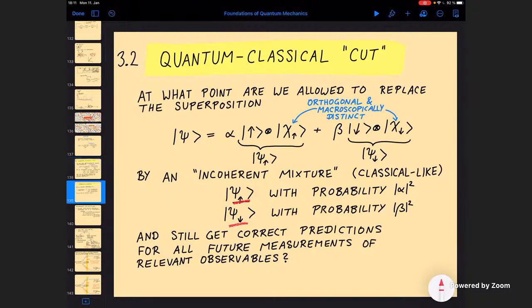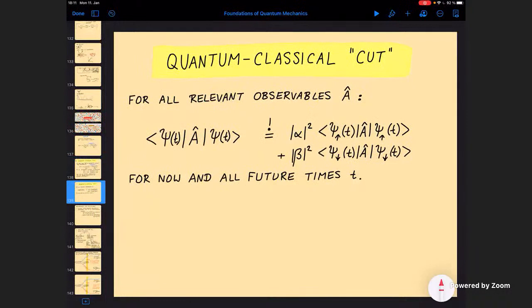To put it very formally, I could say for all relevant observables, and of course this is a point that we have to discuss, but anyway, for all physically relevant observables A, we want to have that if we were to calculate the expectation value of A with respect to this superposition state, psi of t, this entangled state, this is equal to what we would get if we calculate the expectation value of A with respect to psi up or with respect to psi down, and then weight this appropriately with the corresponding probability alpha squared and beta squared.